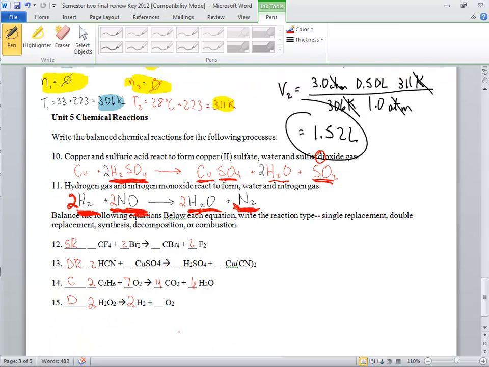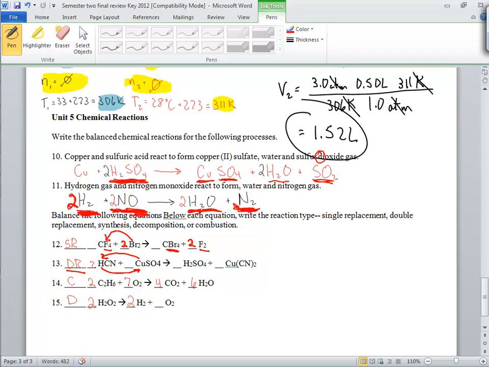And number 12 is single replacement. You'll see that this bromine, a halogen, replaces the fluorine. So that's single replacement. And then the equation here, of course, is balanced by mass with a coefficient of 2 to give us 4 bromine on each side, and a coefficient of 2 for the fluorine to give us 4 fluorine on each side, and the carbon is balanced. Now this is double replacement because the hydrogen and the copper, the cations, simply trade places, double replacement.